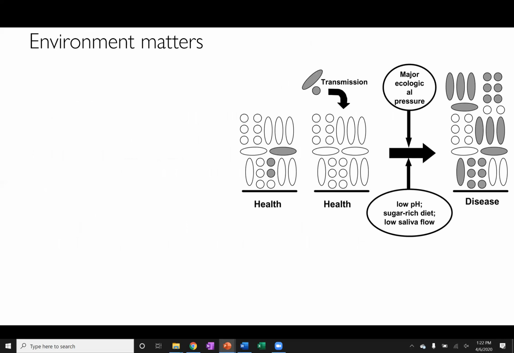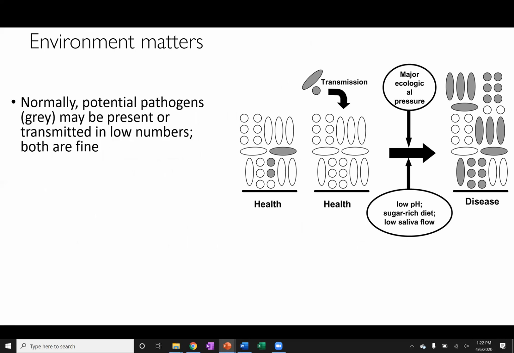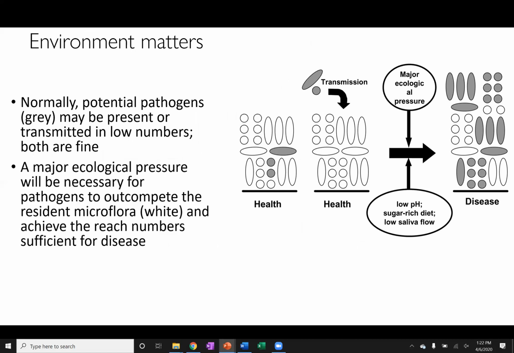But ultimately, as we've been talking about in this course, the environment matters, not just for bacteria or viruses, but for biofilm formation. So normally when we think about potential pathogens, here in gray, they need to be present or transmitted in low numbers. But a major ecological pressure might be necessary for a pathogen to essentially outcompete resident flora, represented here in white, and achieve the numbers required to cause disease.